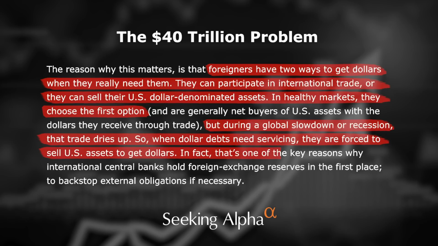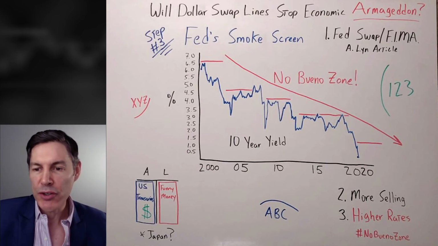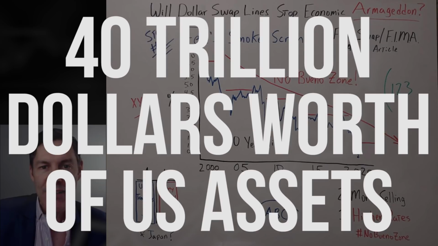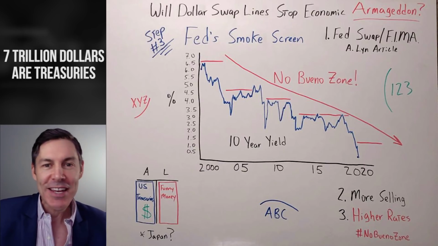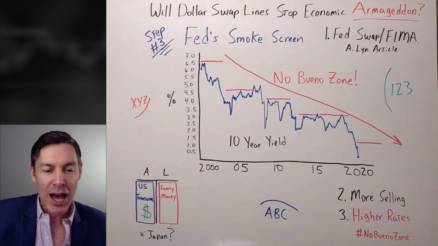In fact, that's one of the key reasons why international central banks hold foreign exchange reserves in the first place. Currently, country XYZ, ABC, and 123 have $40 trillion worth of U.S. assets. $7 trillion of those assets are treasuries, which takes us back to the teaser, which is Japan's balance sheet. Remember, they've got funny money on the liability side, but U.S. treasuries, and a lot of them, on the asset side.